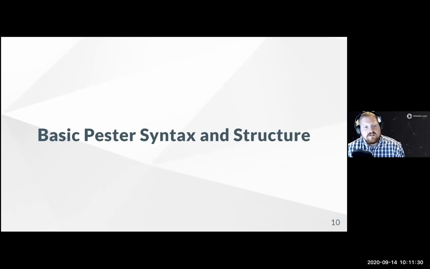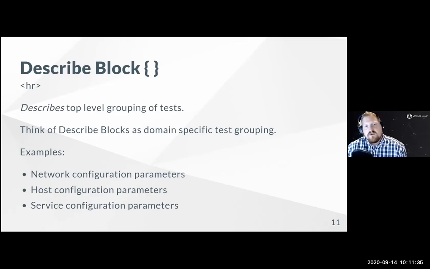So let's dive right into some basic Pester syntax and structure. First, let's talk about the Describe block. A Describe block you can think of as a top-level grouping of tests. Think of them as like a domain-specific context. So some examples would be: you're testing network configuration parameters, you're testing host configuration parameters, or you're testing service configuration parameters. It's kind of an arbitrary name, just something that makes sense to you. But all in all, it is basically a top-level description of your test that you're getting ready to run.